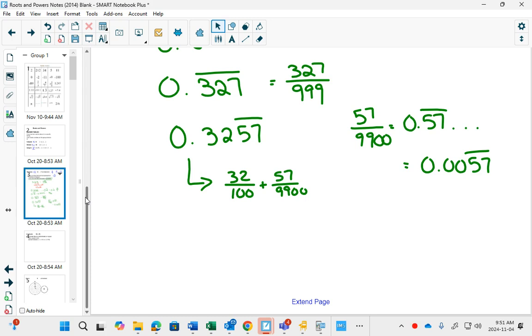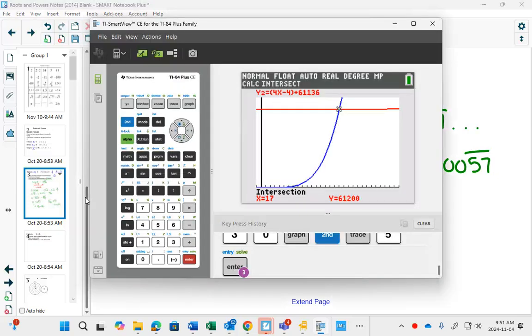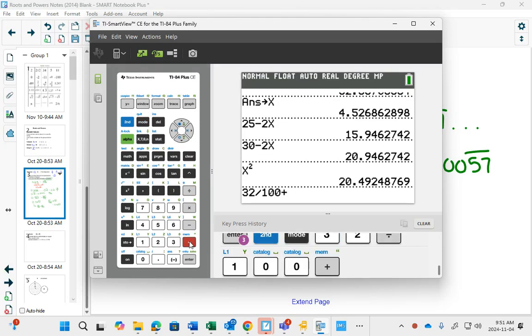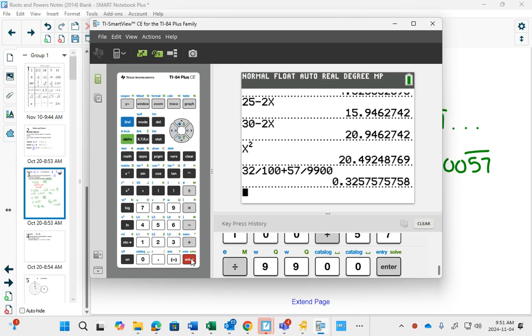That should change that, and you can add fractions by getting a common denominator. For those of you that have a graphing calculator, I'm going to show you something kind of cool. So I have 32 divided by 100 plus 57 divided by 9900. Enter that, and I got 0.3257575757, and there's an 8 at the end because it rounded.